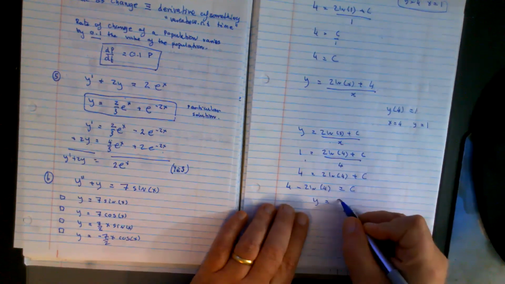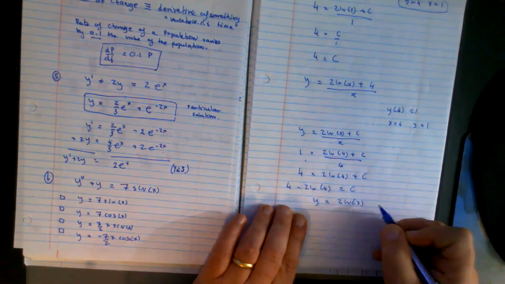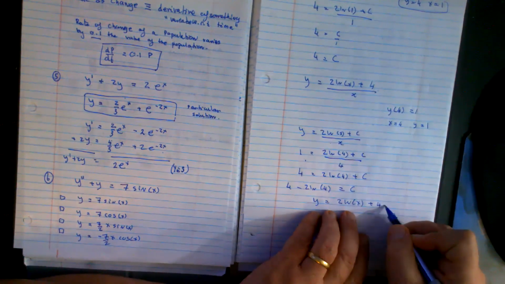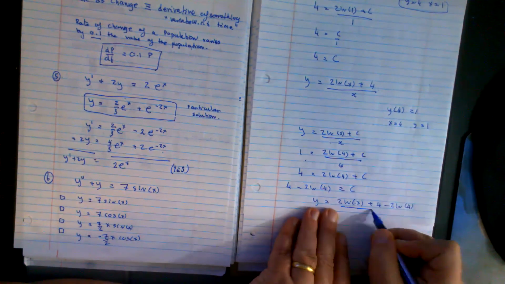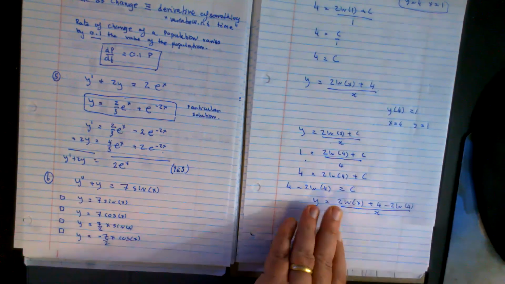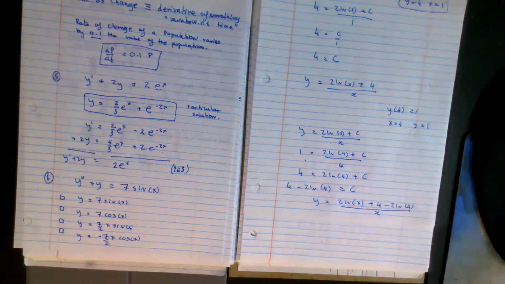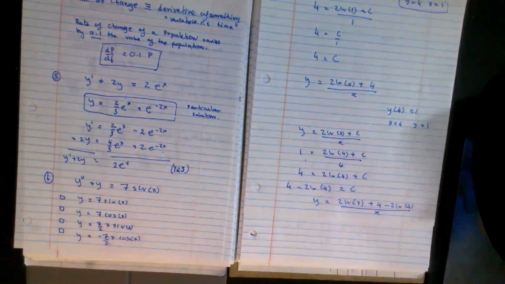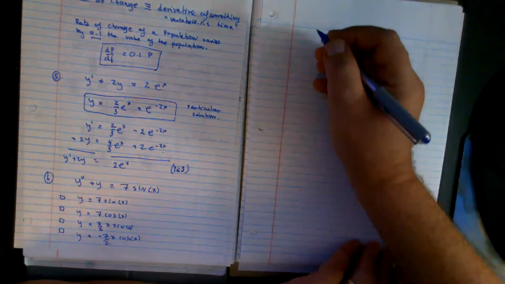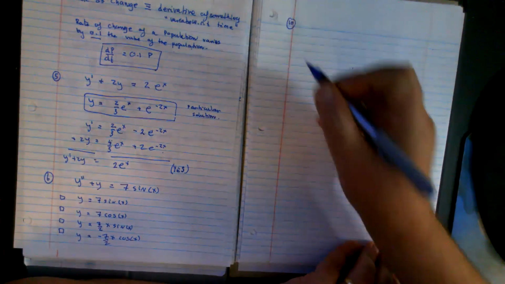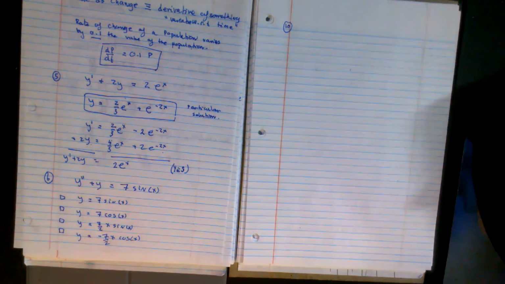So I now replace that c with this, and we're finished. So it's 2 log x plus a 4 minus a 2 log 4 over x. And call it good. I could actually tidy that up, but I'm not going to bother. Now the next one is very similar, but I'm not going to show you their way of doing it because it'll just confuse me.